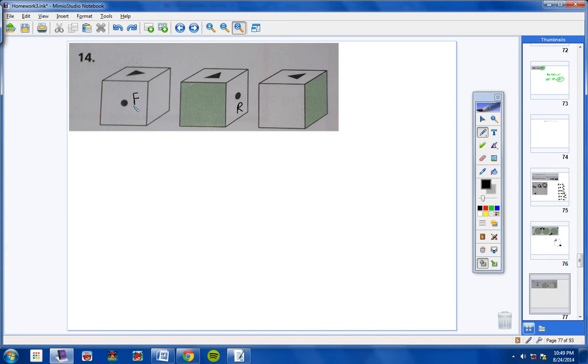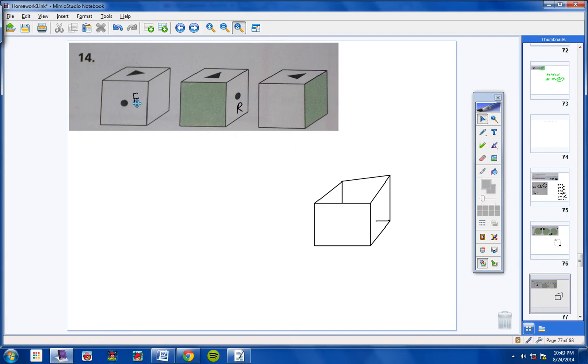So it goes to the front, to the right, to the back, and the next would be to the left. Let's see if we can get this. There we go. Wow, that's really bad, isn't it? Still pretty bad, but it'll have to do.